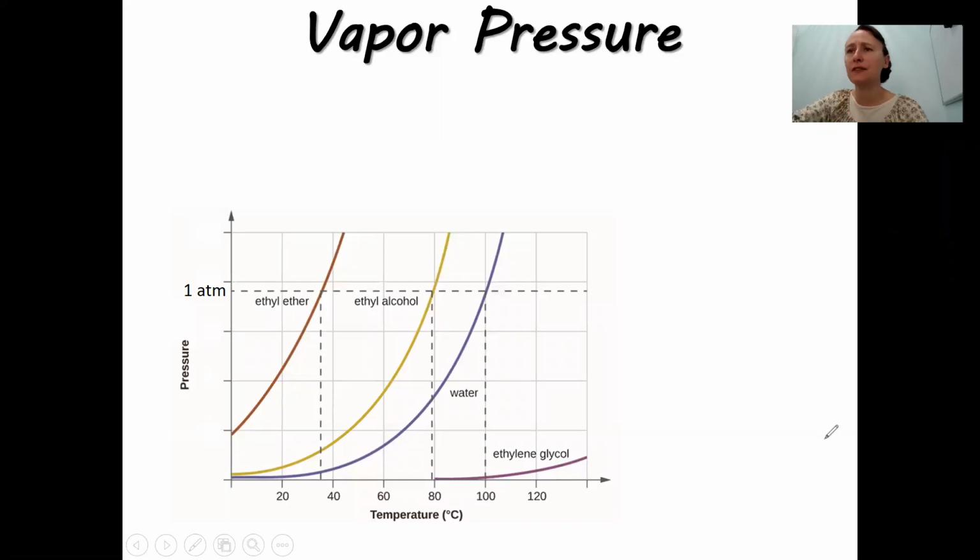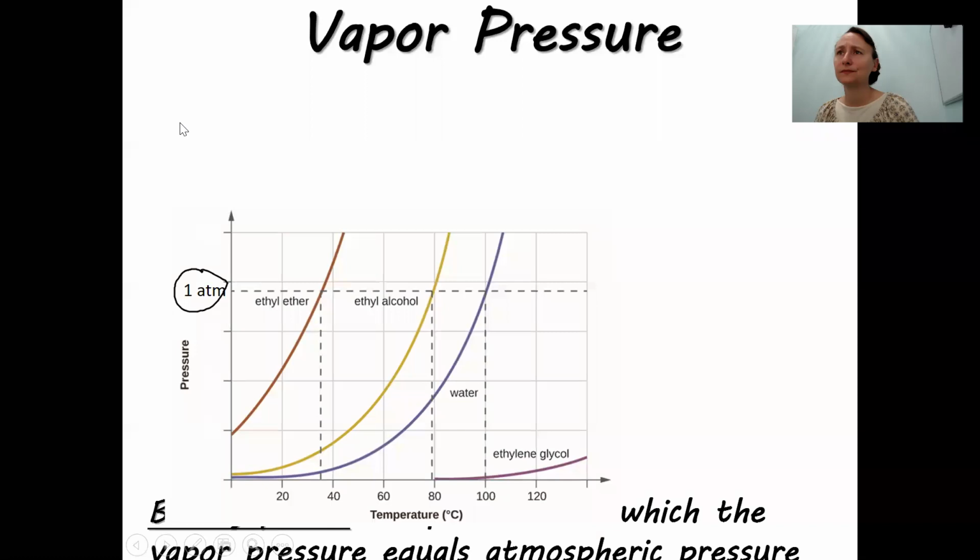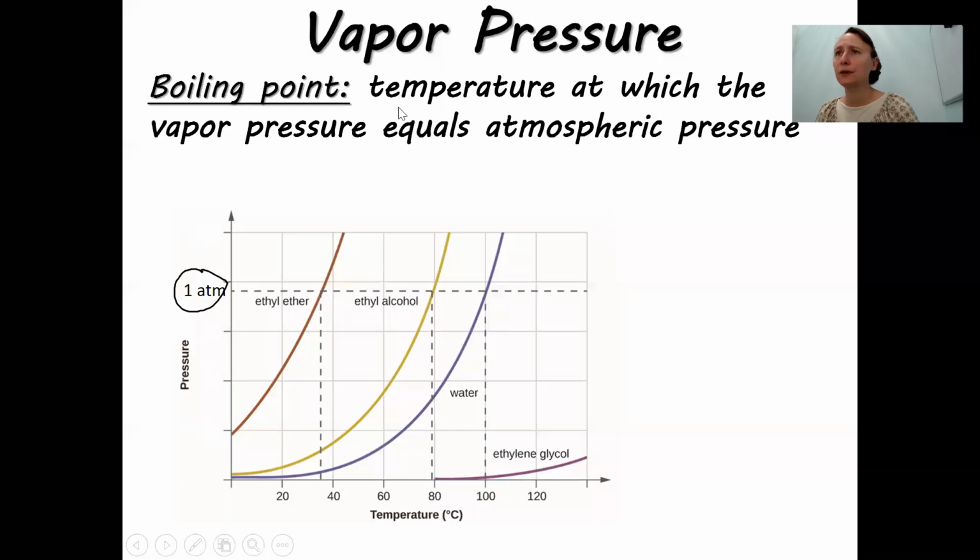But something that's very important is the boiling point is defined as the temperature at which the vapor pressure equals atmospheric pressure. So the boiling points that we are familiar with are the normal boiling points that happen at atmospheric pressure, and our standard atmospheric pressure is 1 atmosphere.